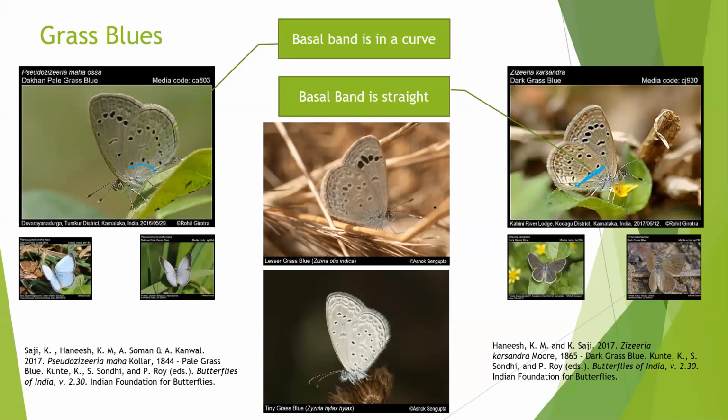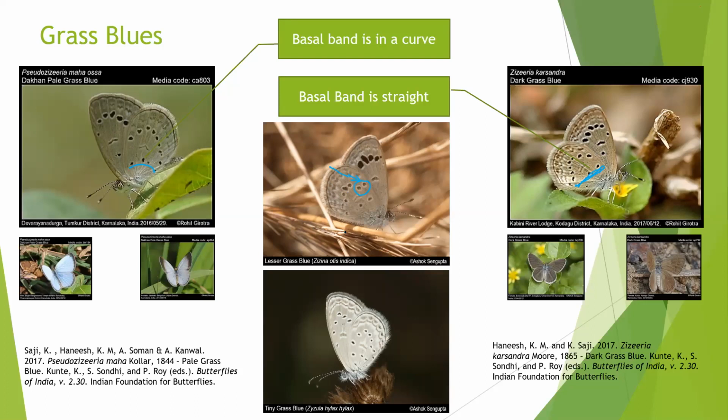The third grass blue is the lesser grass blue. The size of a lesser grass blue is almost the same as the dark grass blue, but it is very easy to distinguish because in the post-discal band of the hind wing, the two spots near the costa are separated from the curvature. It is broken out. That's how we differentiate the lesser grass blue from the pale grass blue or the dark grass blue.